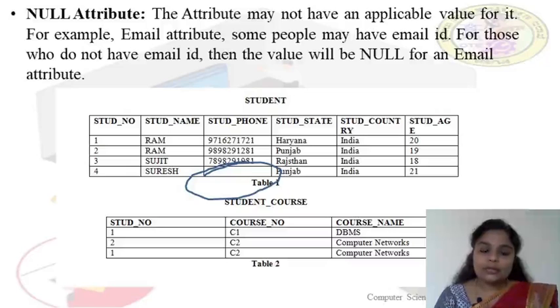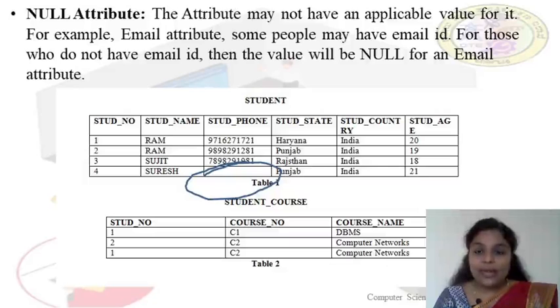How to do that? In order to do that, we will be using the null value, that is NULL. Meaning to say what? I'll read out the definition now. The attribute may not have an applicable value for it. It means Suresh doesn't have a phone number, so I don't have any value to be filled in that field. What should I do? I'm not supposed to leave it empty. So what else can be done? For that, I'll repeat, the attribute may not have an applicable value for it.